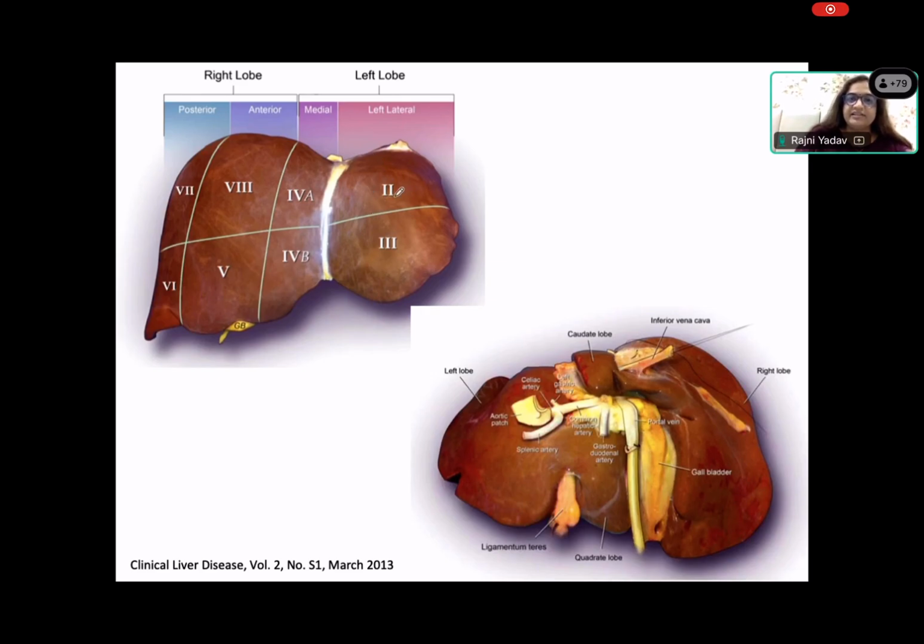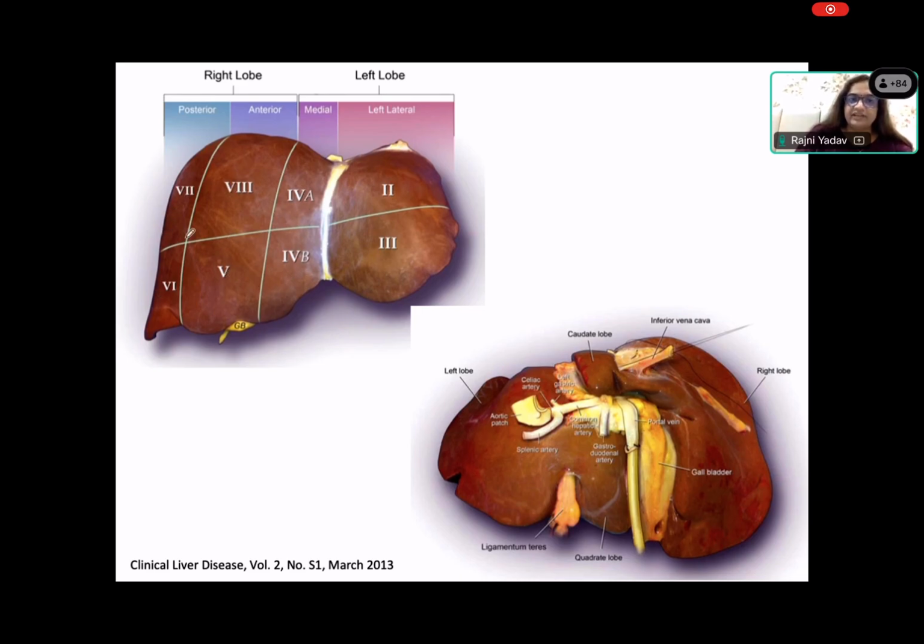Non-anatomical dissections are taking some wedge portion of the liver out, and anatomical dissections are based upon this segmental anatomy. The left lobe has segments 2, 3, and 4. If you take out 2 and 3, that will be called a left lateral segmentectomy. Then you can have a left medial segmentectomy if you take out segment 4. Similarly, for the right lobe, it can be an anterior segmentectomy or a posterior one.